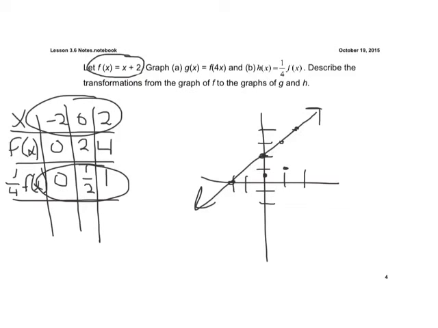Okay, and if we plot our line through there, notice it's a vertical shrink because it's shrinking towards our x-axis.